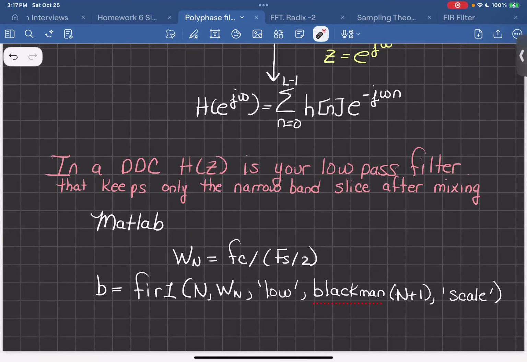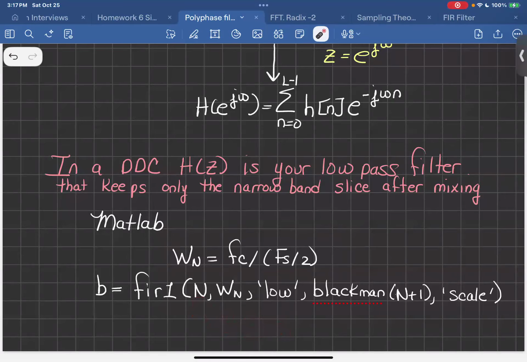Okay, so the first thing we do, we have to define our Wn, which is comprised of our cutoff frequency in MATLAB. And that cutoff frequency is scaled in this fashion: FC divided by FS over 2. So this is very important. This corresponds to your WC, except for the 2 pi, so W equals 2 pi FC. So this determines your cutoff frequency, right? And N is your number of coefficients.